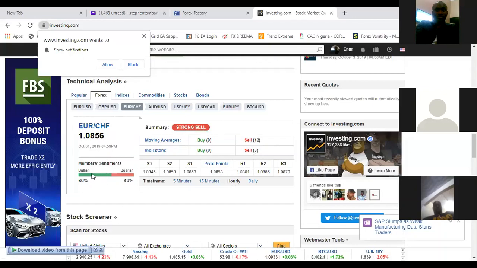But look at member sentiment. 60% of the members in the house are saying it will buy, but 40% are saying it will sell. Now, if you take your judgment based on this, and you say, since 60% are saying it will buy, I will ignore this and take a buy for this Euro Swiss, you're trading using what we call sentimental analysis.